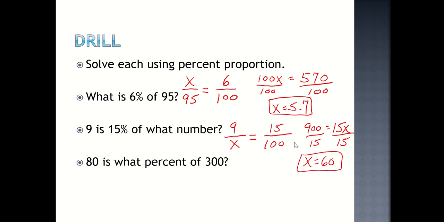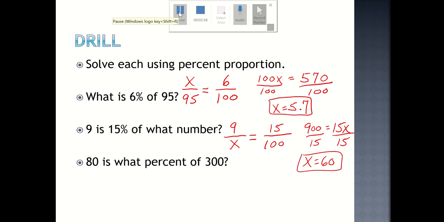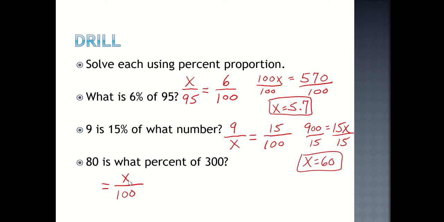Were we finding a percent here? No, we already knew the percent. The percent was 15, so we were finding a number. So we're done there. All right, last one here. 80 is what percent of 300? Okay, do we know the percent here? No, we don't. So if we don't know the percent, it's x over 100, all right?